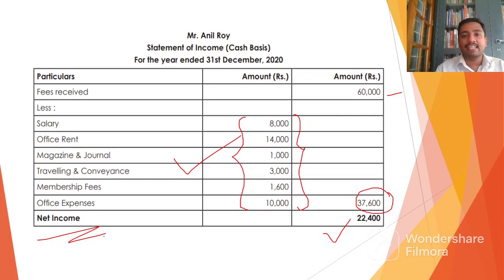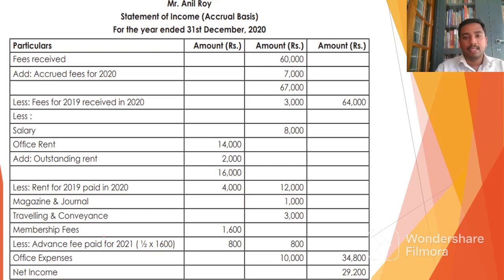Now let's see the answer if we are following the accrual basis. So here also there is no change. The fee received is 60,000, which means the actual receipt. But there is certain fee which is outstanding relating to 2020, that is 7,000. What we know is that it is to be received, so that is to be added. And there is something which is related to the previous year, which means that is not income related to the current year, so that is to be deducted. So 7,000 is added and 3,000 is deducted, and the net value will be 64,000.